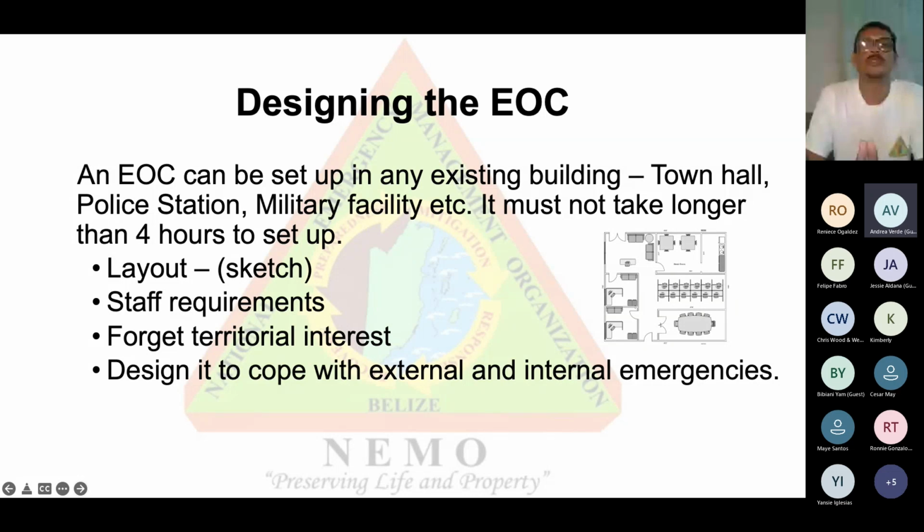So you need to design it to cope with external and internal emergencies that I alluded to already, right? So the EOC needs to be able to withstand the threat that is in the area and coming, and it also needs to be able to cater for and anticipate emergencies that can occur within your building and your area and your EOC as well. So you have to be prepared for that. And that is one of the reasons, again, we have an alternate in case it becomes compromised. Right? All right.